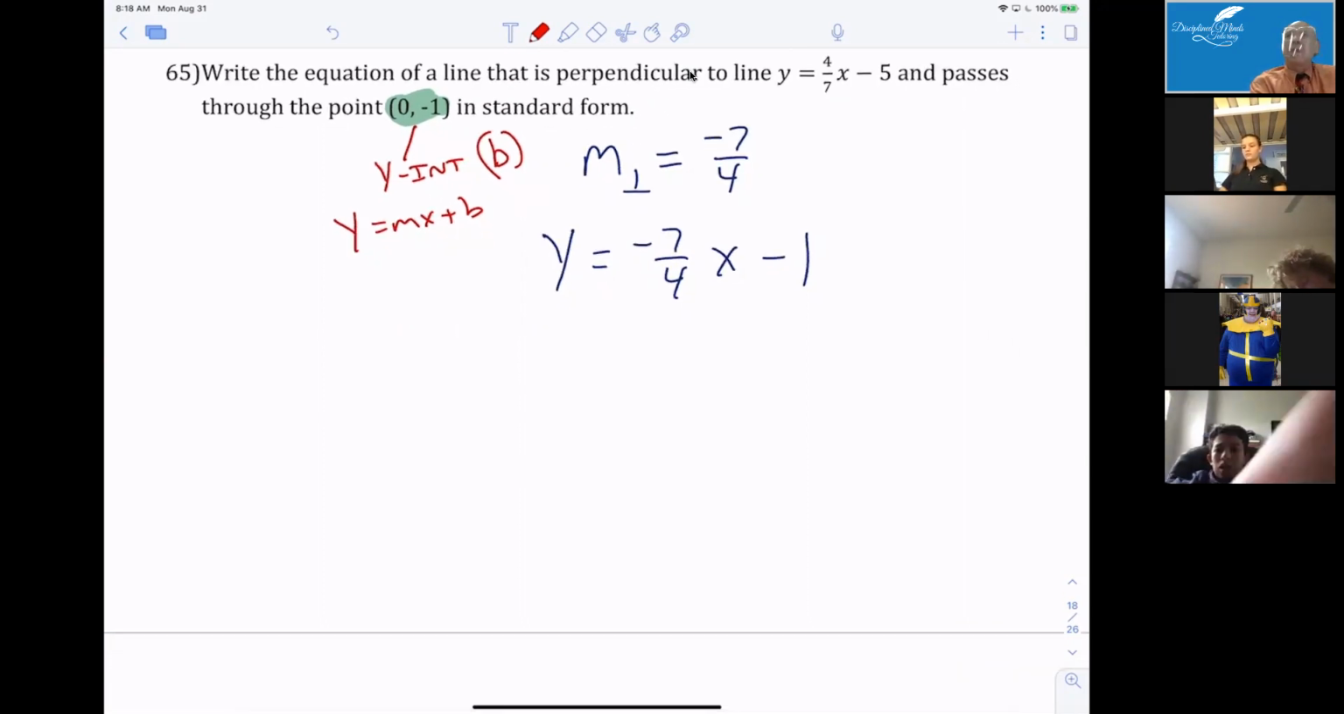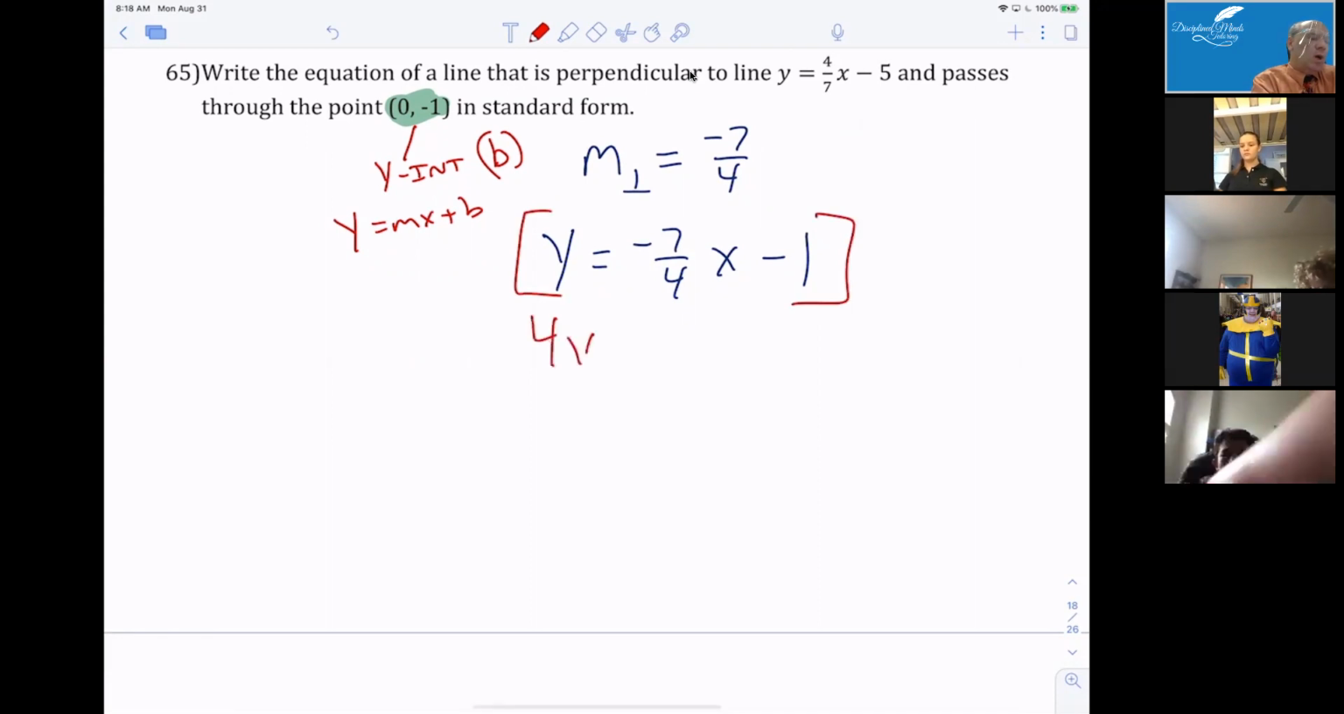All right, here we go. Now, we're going in standard form. Are we allowed to have fractions? So I should just go ahead and multiply everything through by what? 4. 4y equals negative 7x minus 4. How's that?